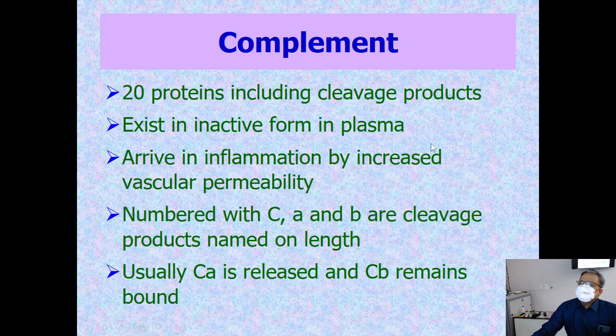Complement is a set of 20 proteins which include the cleavage products, which are in the plasma and are inactive. Where does complement come from? The liver. They arrive in inflammation because there is increased vascular permeability because of histamine. So histamine sets it off. Typically, their cleavage products are called A and B. In history, they have switched A and B a couple of times, so I will tell you the names known in common parlance. You can check whether it is still current.